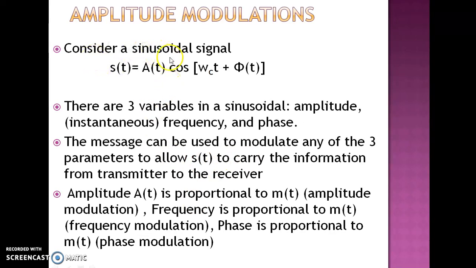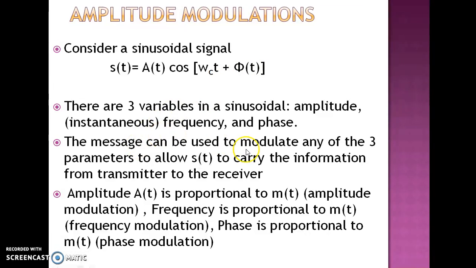Now let us consider a sinusoid signal. So s(t) is equal to A(t) cos of omega ct plus phi(t). So here three parameters are there: A(t), omega ct and phi(t). A(t) is the amplitude, omega ct is the frequency and phi is the phase.